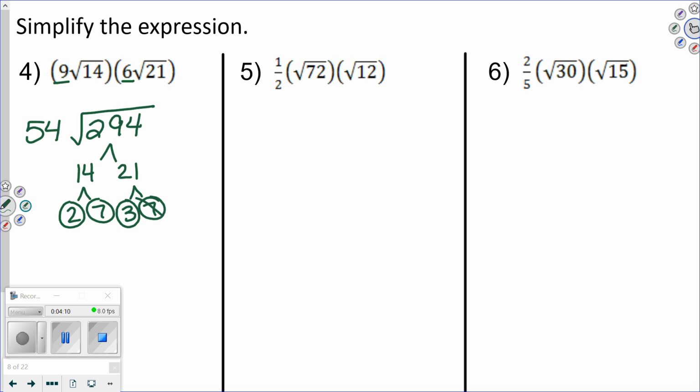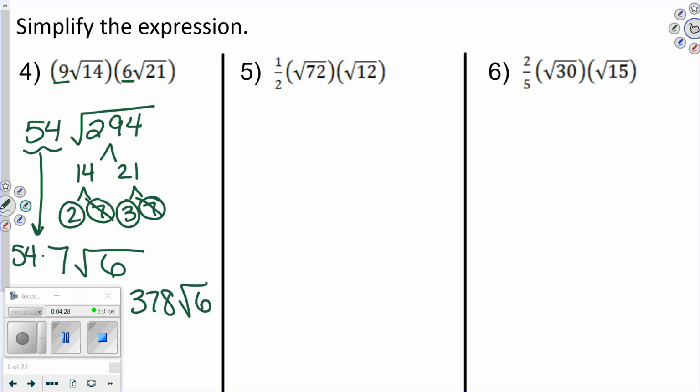So looking for pairs, I have a pair of 7s, comes out as 7. I have leftovers. Leftovers go inside as a 6. And then I also had this out front. And what's 54 times 7? 378, thank you. And then radical 6.